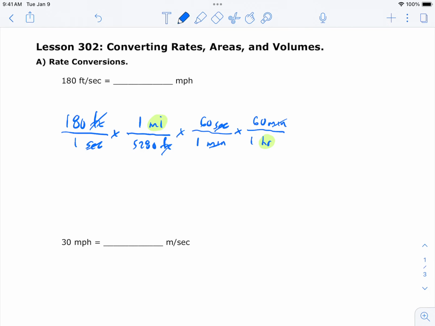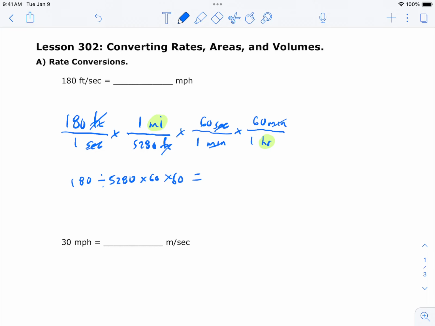Beauty method. Now on the calculator, nice shortcut. You take the 180. I see a 5280 on the bottom, okay, divide by 5280. I see a 60 on top, okay, times by the 60. I see a 60 on top, okay, times by the 60. And just see what that is.